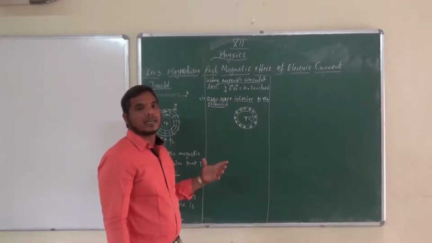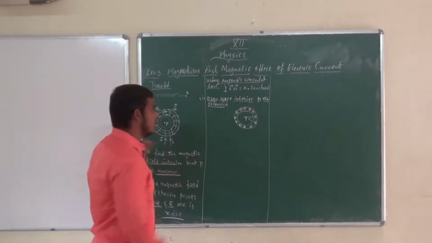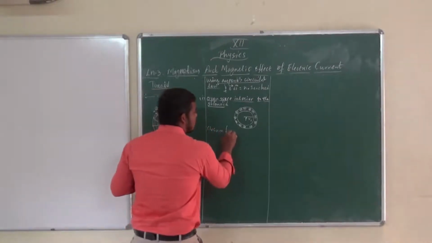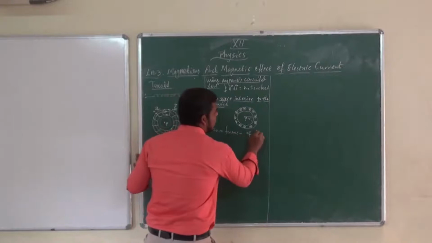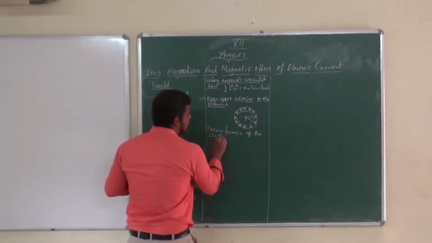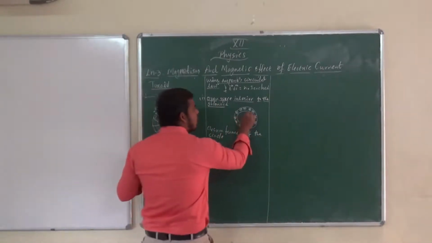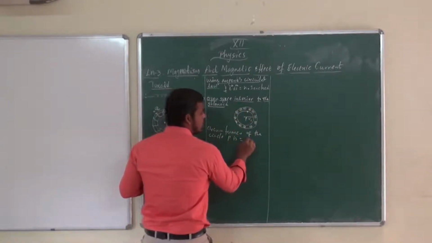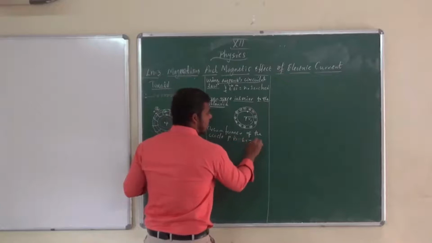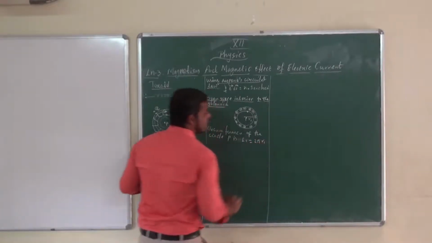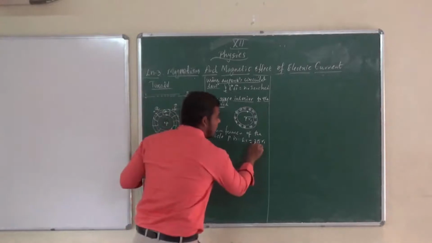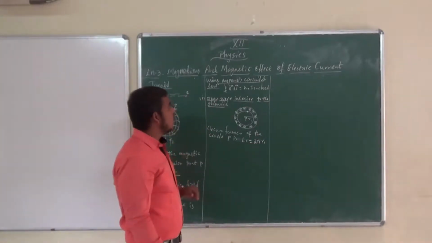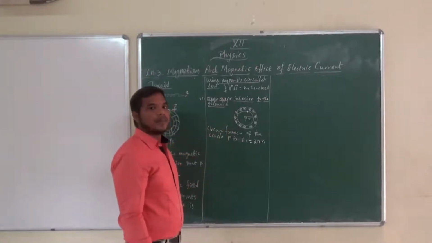How to find the length of the circle? We have to use the circumference of the circle. The mathematical formula for the circumference of the circle is 2 pi r. So here the radius is R1, and the length is considered to be L. Using what? Using Ampere's circuital law.